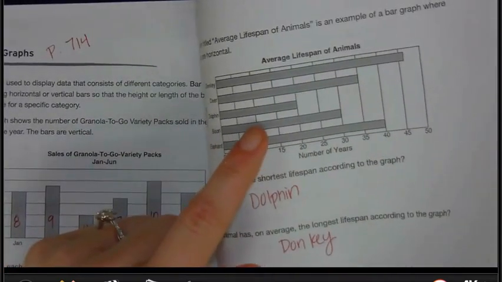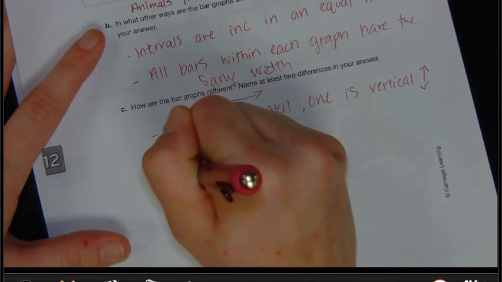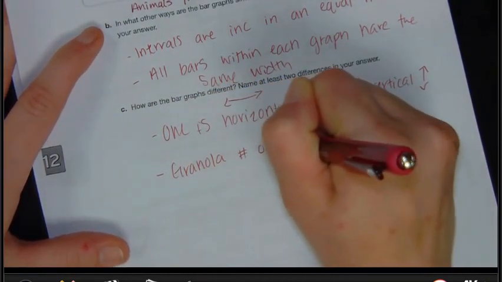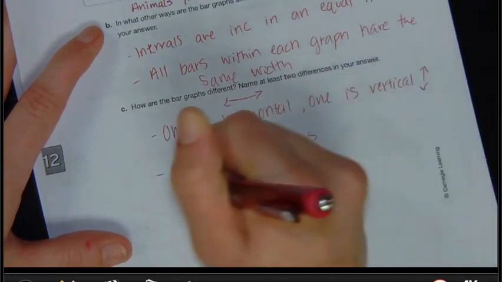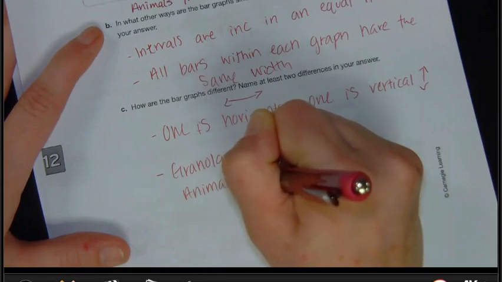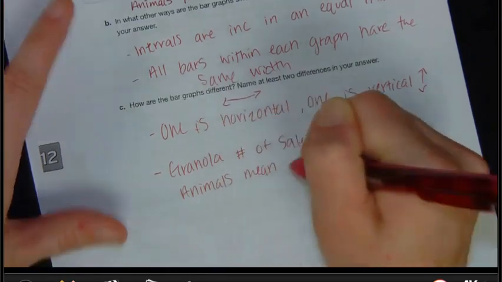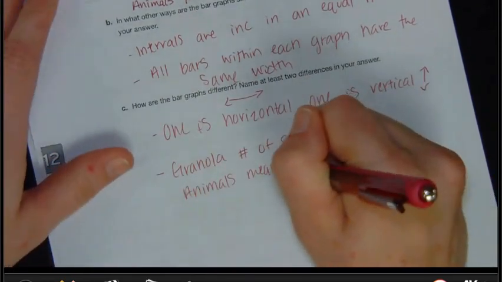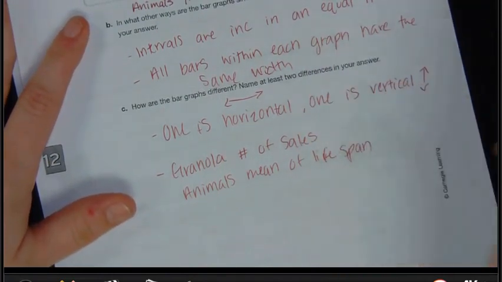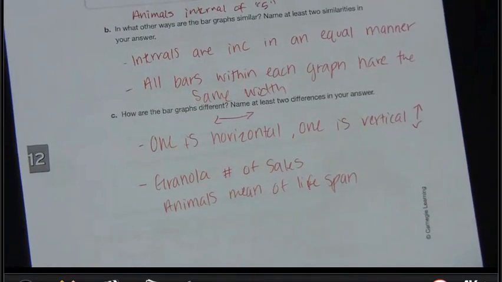And this one is telling us the mean average of lifespans in animals. So granola, number of sales, and then animals, mean of lifespan. Okay.